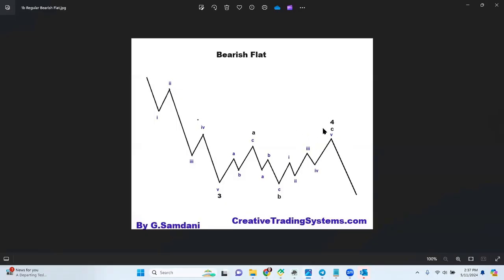Another rule of thumb is that usually this wave 4 goes into the territory of the last wave 4, which is this one here. So when the wave C ends up more or less equal to the last wave 4 of wave 3, then you know that it is what it is, right? So it's a flat correction.